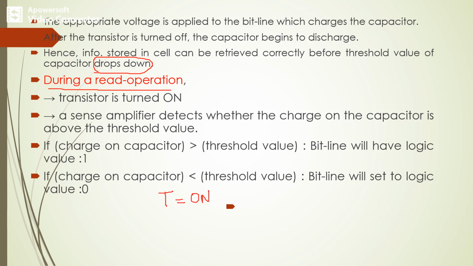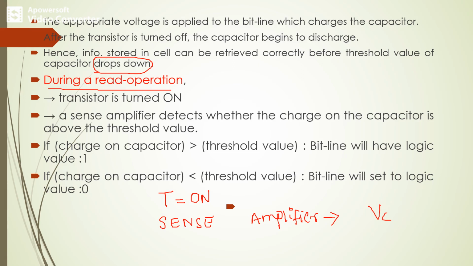We have a sense amplifier. We use the sense amplifier in order to detect whether the charge on the capacitor is above or below the threshold. It is used to check the capacitor voltage.